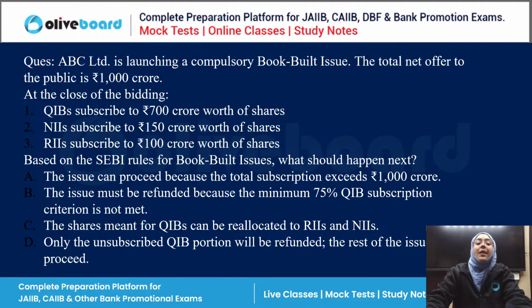Next question. ABC Limited is launching a compulsory book build issue. The total net offer is 1000 crore. At close of the bidding, the qualified institutional buyers subscribed to 700 crore worth of shares, the non-institutional investors subscribed to 150 crore, and the retail individual investors subscribed to 100 crore. Based on SEBI's rule for the book build issue, what will happen next?